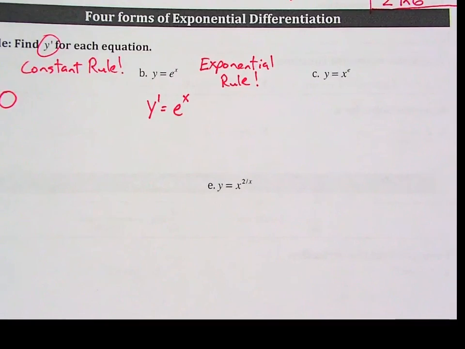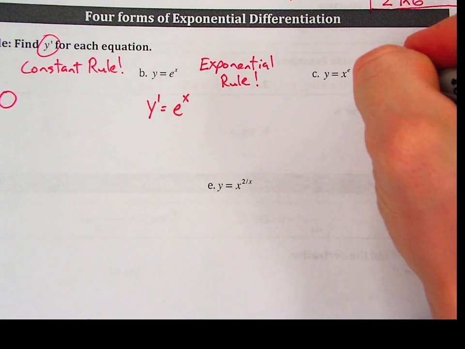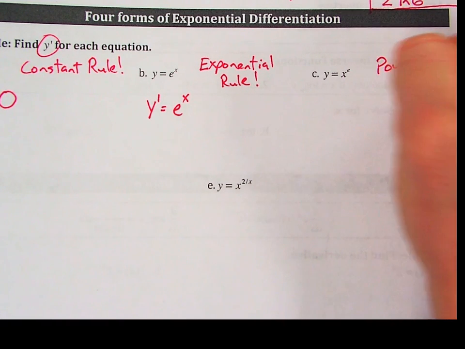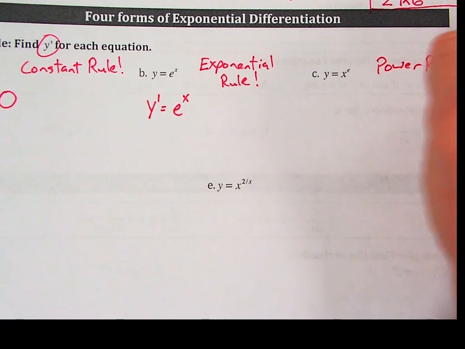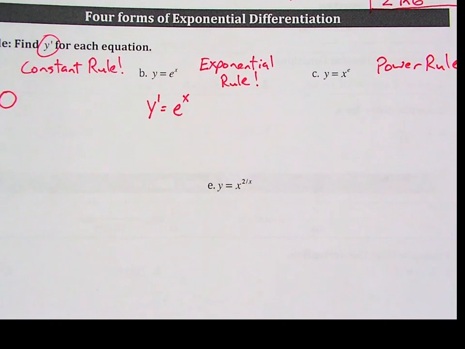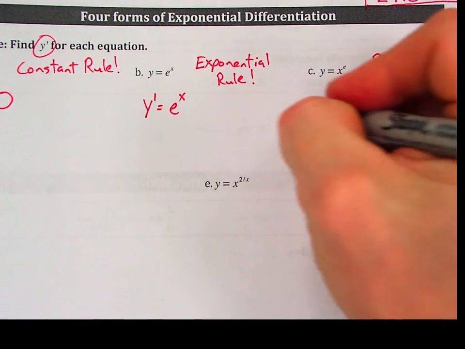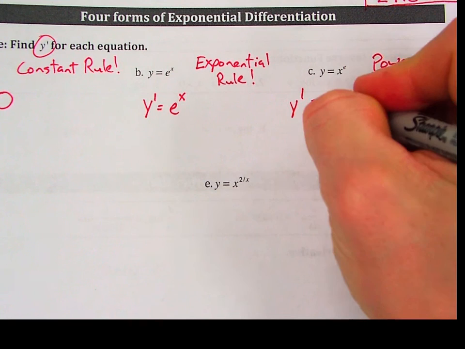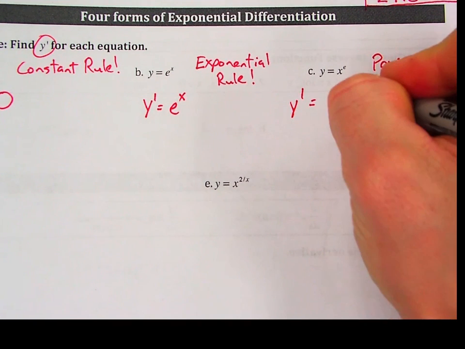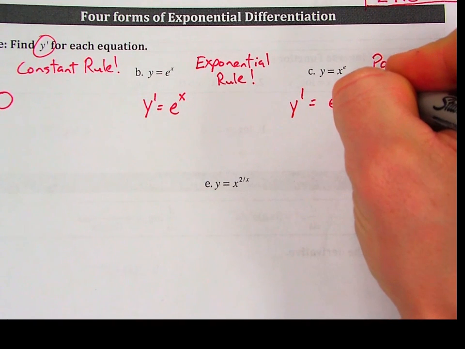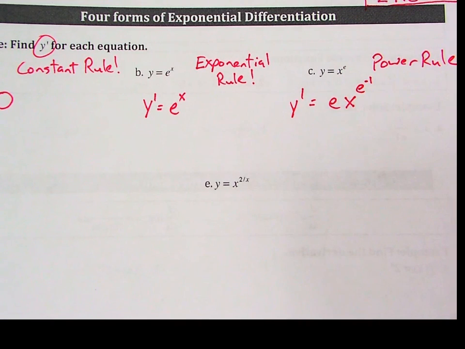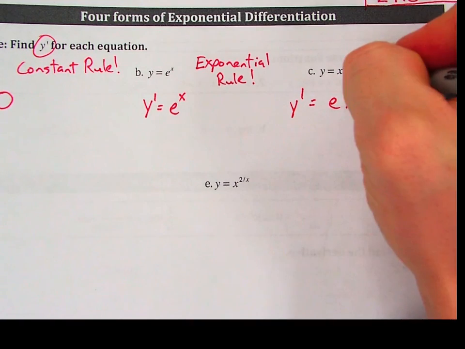For our next one, y equals x to the e. So we just switch the base and the exponent here, and all of a sudden this becomes a power rule. Okay, so we're raising x to the power of e. So y prime is going to be e times x to the e minus 1.